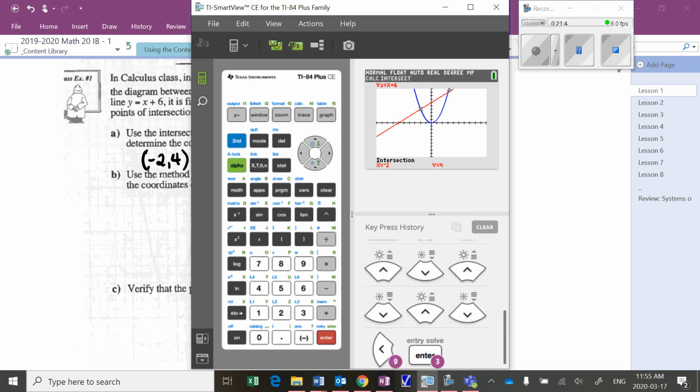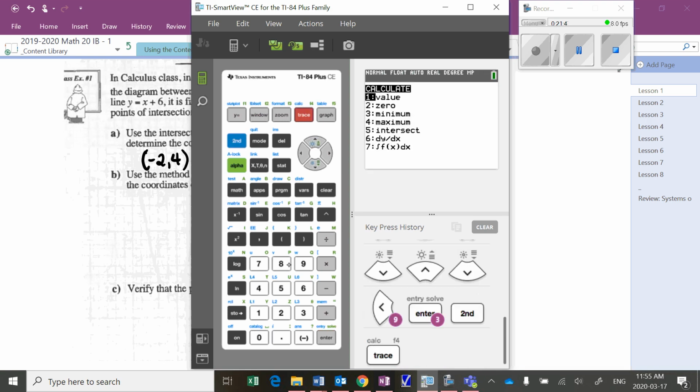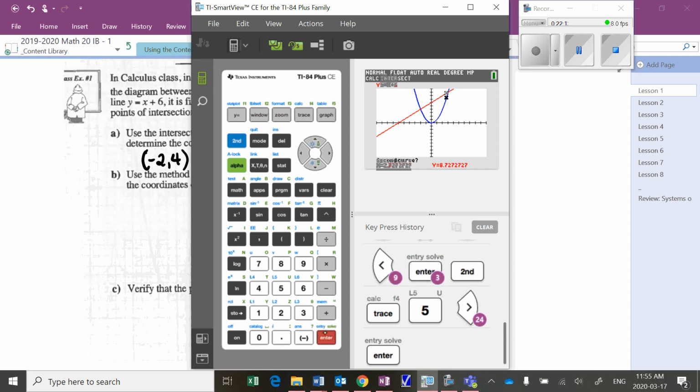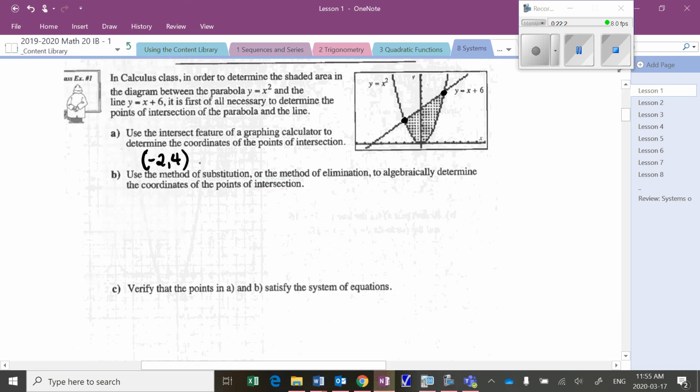Then for my second intersection, we'll go second, trace, calculate, and choose the fifth option, intersect, again. You notice my cursor is back where it was. This is actually a really big deal because I need to make sure that the cursor is closer to that second intersection point. So we hold down that arrow key as the cursor moves over and then hit enter, and again it's automatically moved close to that. Yes, and there it is, at 3, 9. Okay, so we've got two solutions, and the second is 3, 9.